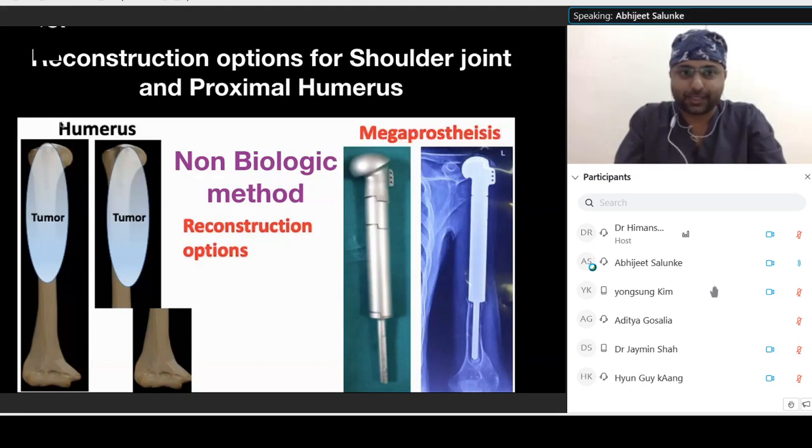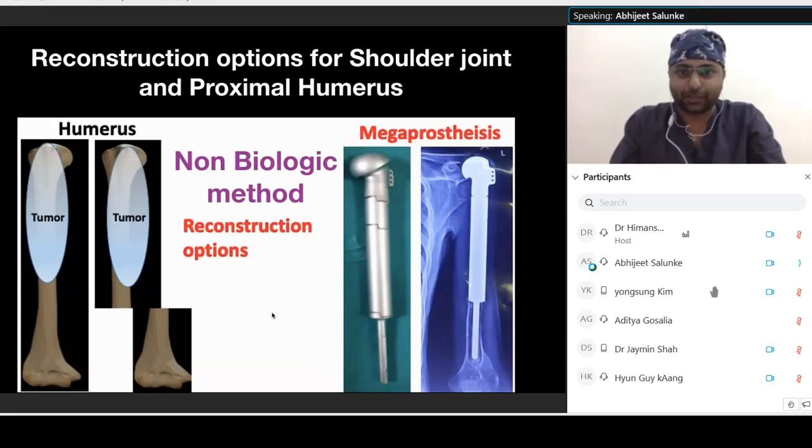So the tumor is involving the joint. Here the upper part of the humerus is involved, metaphysis, diaphysis, and epiphysis. So we will be resecting this much tumor with a good margin, and this part will be resected completely. So we have to reconstruct this much part, and this is the remaining part which will remain in the body. So we have multiple reconstruction options.